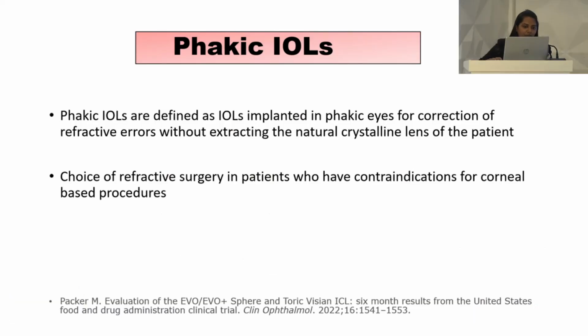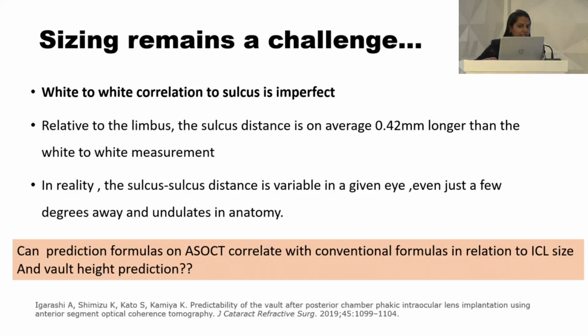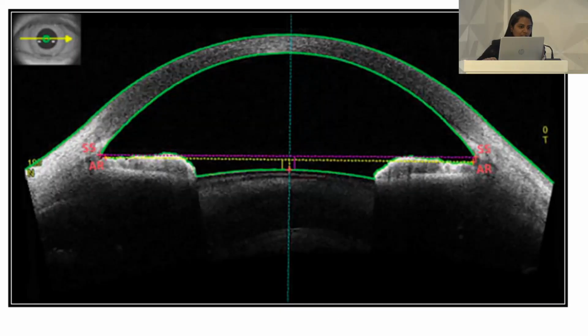So, phakic IOLs are the IOLs implanted in phakic eyes for correction of refractive errors where the corneal-based procedures are contraindicated. But with these lenses, the sizing always remains a challenge because the white-to-white correlation to sulcus is imperfect, and relative to the limbus, the sulcus is on average 0.42 mm longer than the white-to-white, and the sulcus to sulcus distance is variable in a given eye. So can prediction formulas on AS-OCT help us to overcome this challenge?